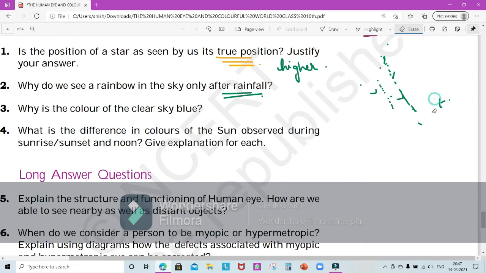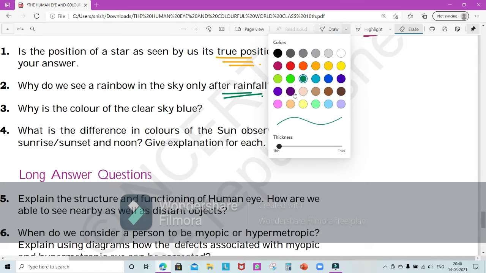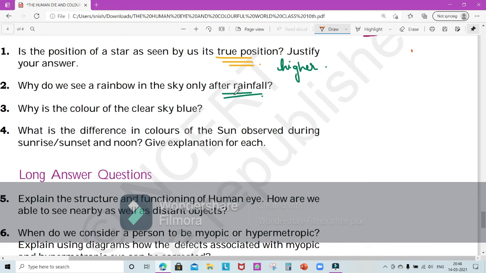Actually, you can also find rainbows during other times, like when there's a waterfall and you're standing in such a position that the waterfall is in front of you and the sun is behind you. That time also the sun must be behind you. So that time also you can observe a rainbow, but let's justify this statement.